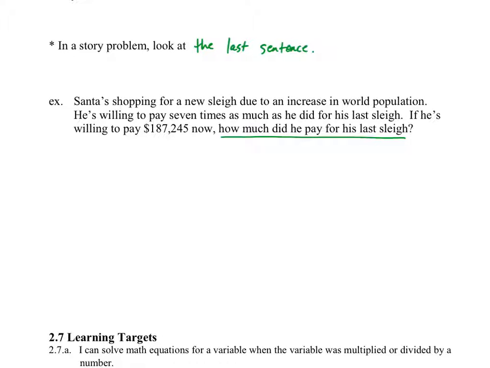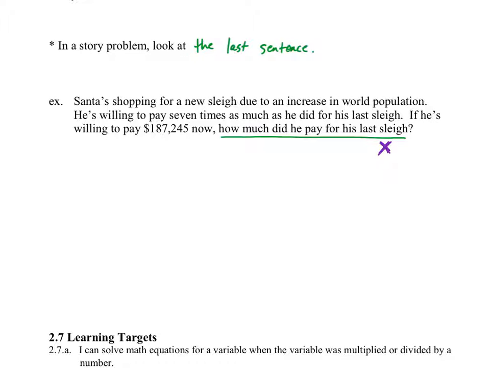So we're looking for the price of a sleigh. Let's look at the question. Santa, he's shopping for a new sleigh due to an increase in world population. He's willing to pay 7 times, that's the math part, as much as he did for his last sleigh. If he's willing to pay this much, how much did he pay for his last sleigh? All right, so let's turn this into an equation. Well, if x is going to be the amount for his last sleigh, that's what we're trying to find.